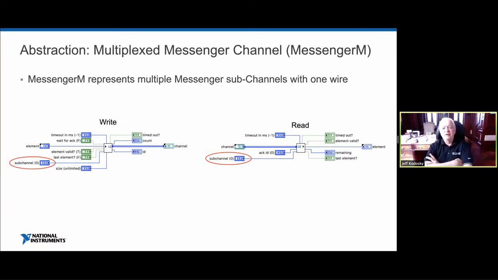So I've been experimenting with this multiplex messenger channel, and it actually represents multiple messenger subchannels on a single wire. It has the usual read and write endpoints with the full complement of optional inputs and outputs. But what makes this channel particularly special is the subchannel index. Different writers and readers can dynamically choose which subchannel they wish to communicate on. And where might this be useful?